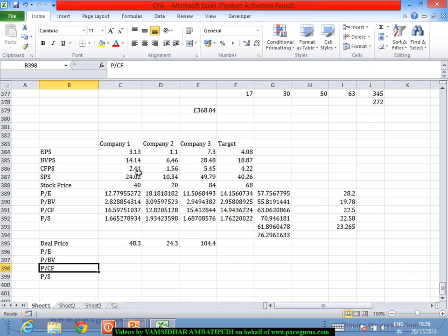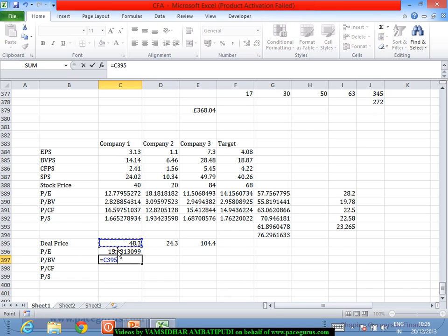Alright. So we are not going with the current stock price, but we are doing this with the current deal price, because it's a recent merger transaction. So this divided by EPS gives me P by E. This divided by BVPS giving the P by BV based on the deal price. This divided by cash flow per share, as well as this divided by sales per share.